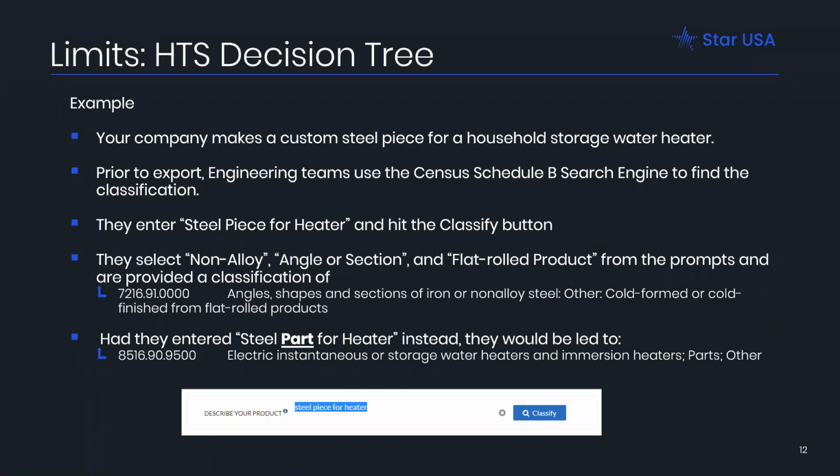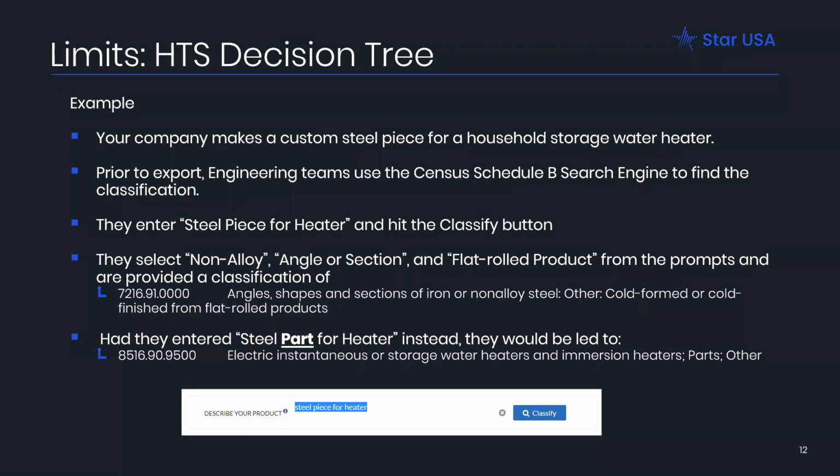So here I want to give you an example of misuse of a tool. This is an HTS decision tree example. And hypothetically, your company makes a custom steel piece for a household storage water heater. Prior to exporting, your engineering team used the Census Schedule B search engine to find the HTS classification, the Schedule B classification for this steel piece.